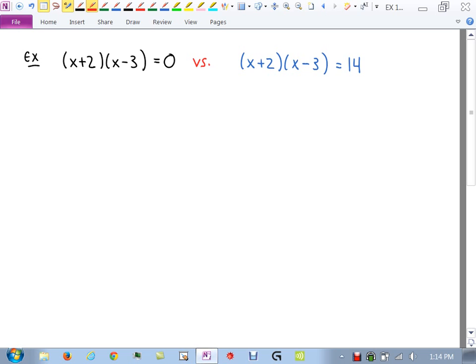They're very similar, aren't they? The left sides of those equations, they are both equations, are exactly the same. It's the right side that's not the same, right? In the first equation, it's 0. In the second one, it's 14.